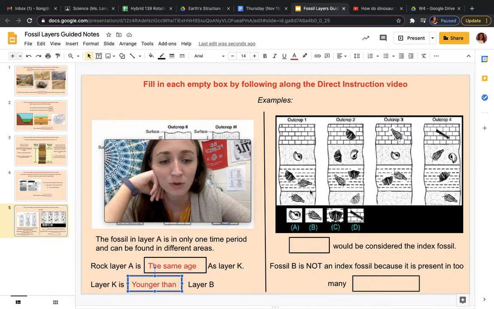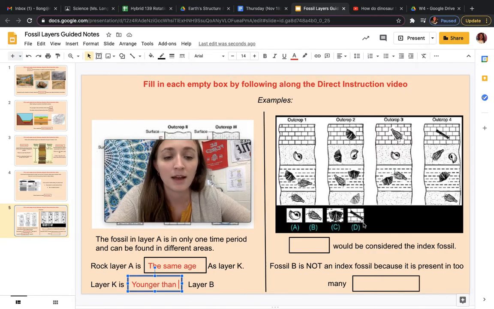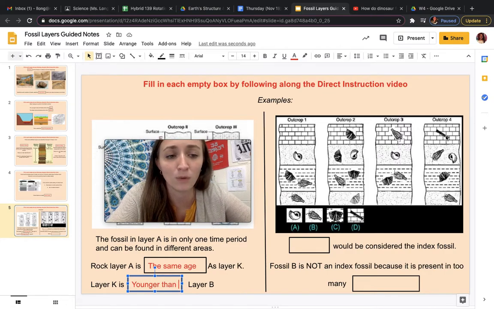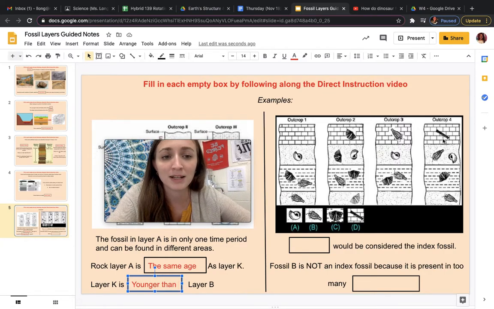So we know that that is going to be alive in multiple time periods. Same thing over here, it's in multiple layers. So we know that fossil B is not our index fossil. If you look at fossil C, same thing. Fossil C is in multiple time periods within one section of the Earth. So that's not going to be our good index fossil. Now fossil D is present in only one outcrop. So over here it's in only one time period, right? Because you're only seeing it in one layer of that Earth, but it's not in multiple sections. So that's not going to be our good index fossil either.